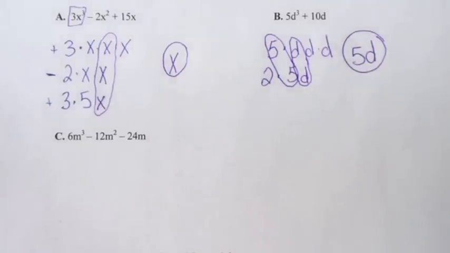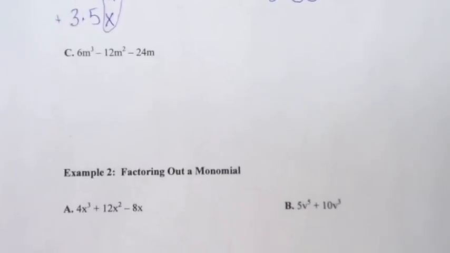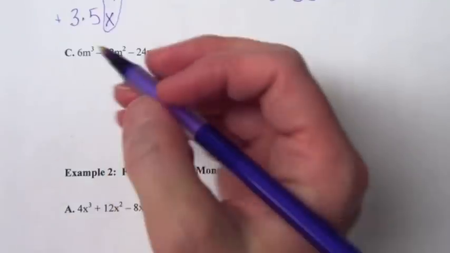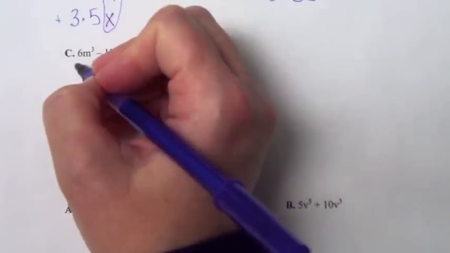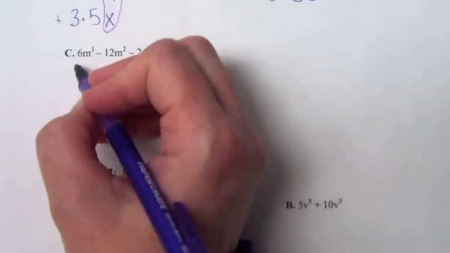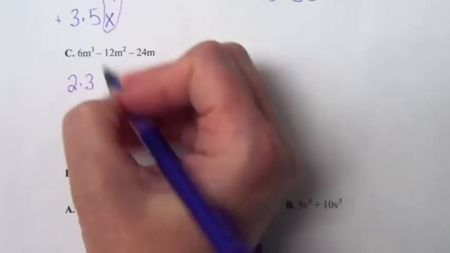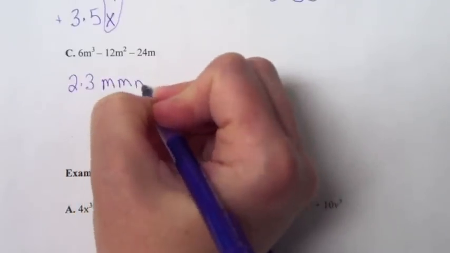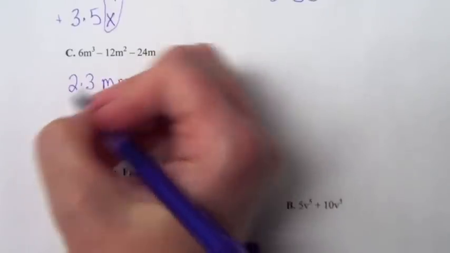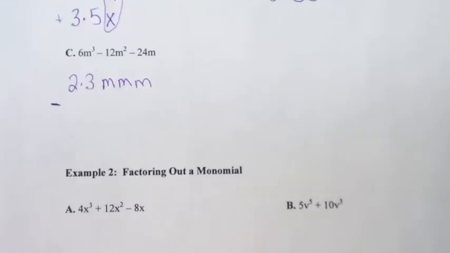C's got a little bit bigger numbers, but that's okay. If you have any trouble, you can also do a factor tree. We might do a factor tree on either 12 or 24. First, let's look at 6m cubed. 6, its factors are 2 times 3. And then we have m cubed, so that's 3 m's. Then we have negative 12. We'll go ahead and put the negative out here.